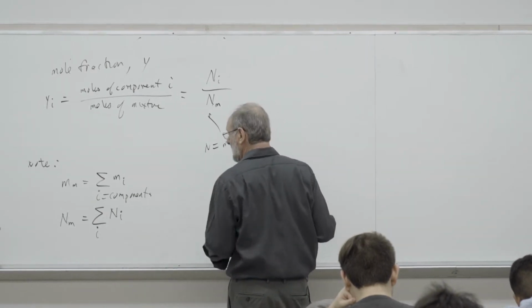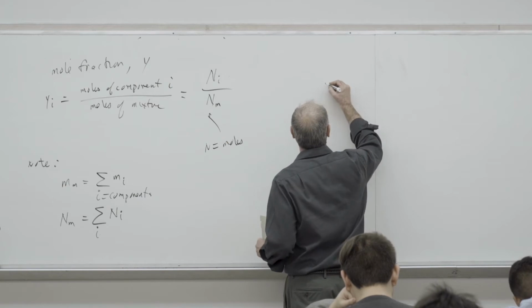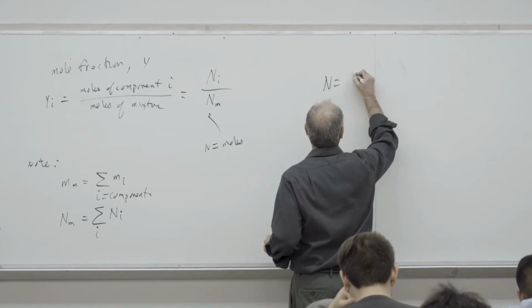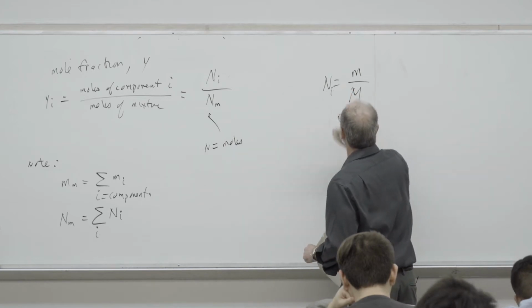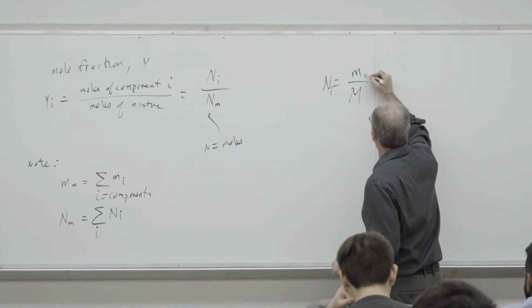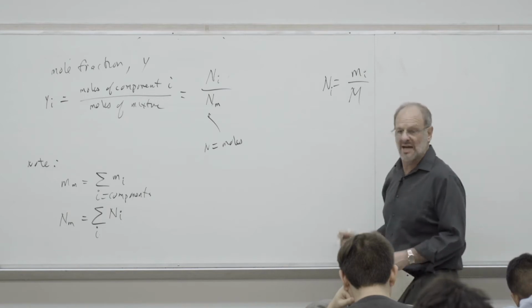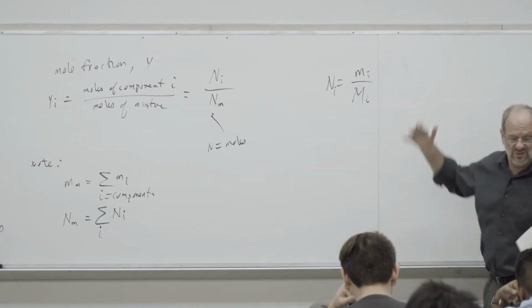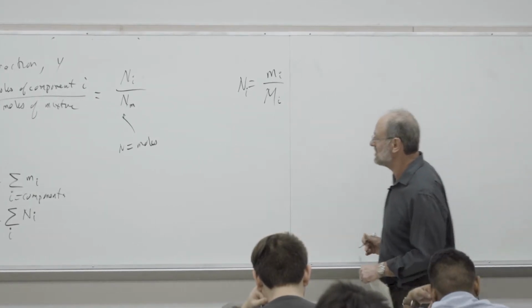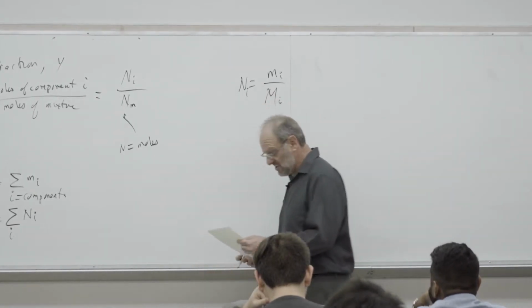So I could actually write that down. The number of moles is just going to be the mass over the molar mass. So the number of moles of component i is just the mass of component i over the molar mass of that component. So mass over mass per unit mole. Well, mass cancels. We're just ending up with the number of moles. So this is another thing that one should just note.